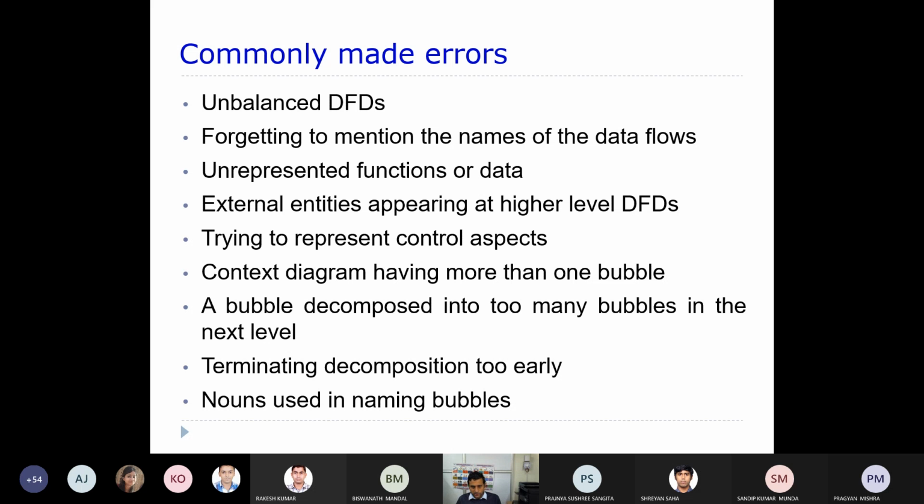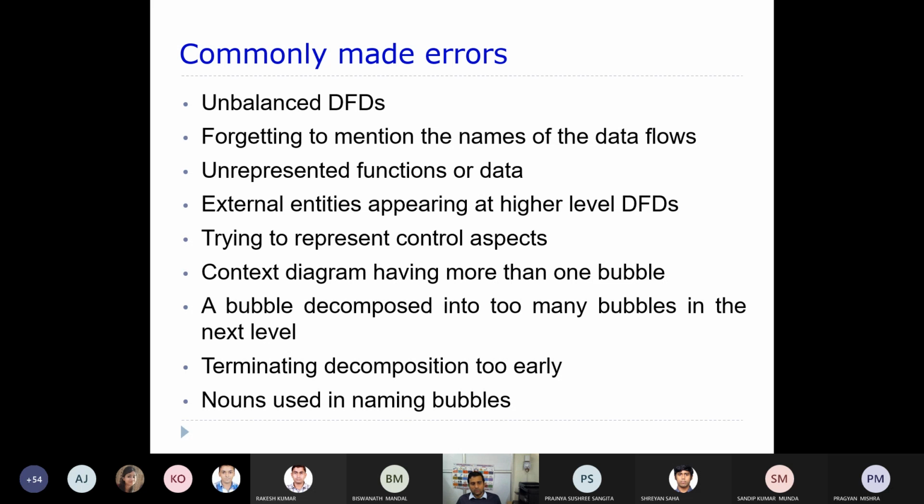As I told you, 3 to 7 bubbles. Another error is terminating decomposition too early. You need to go to a certain number of levels, but sometimes we try to terminate them as early as possible. That is also not good, because as a result we might not obtain the appropriate level of abstraction, right?